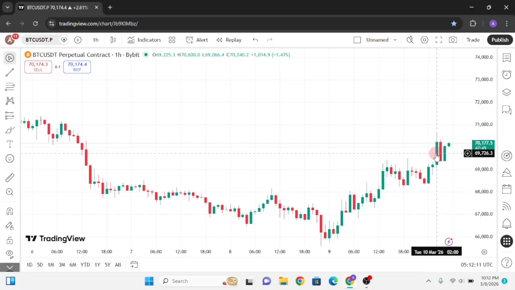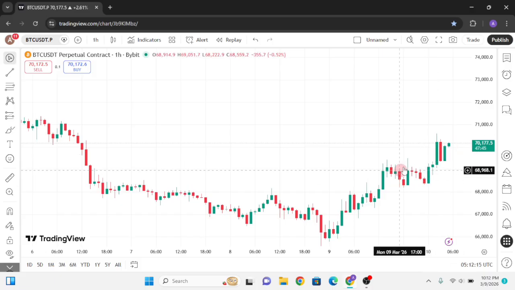Now, the upper wick shows the highest price reached during this period, even though the price ultimately came back down lower than that.